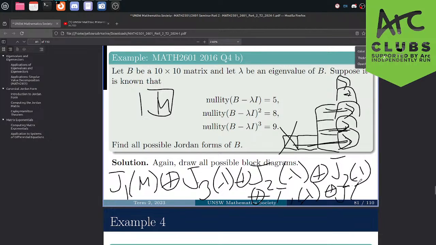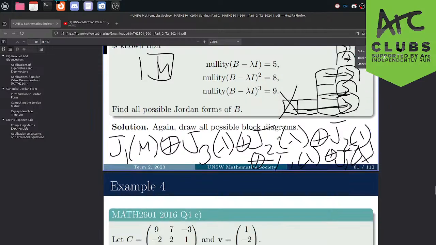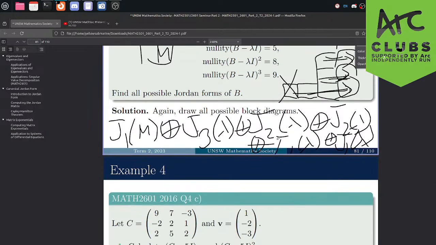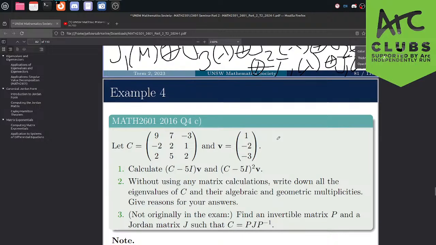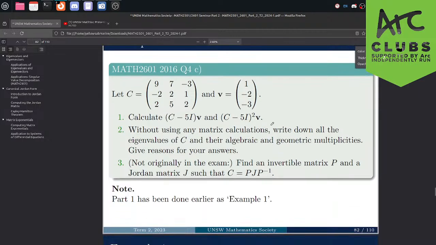And you can just say, don't worry about permutations of these. You can just say all permutations of these also count. Though it's worth noting that this J1 should be separated from these J3s. But yeah, you don't have to worry about that. So those are the two possible Jordan forms. Cool.